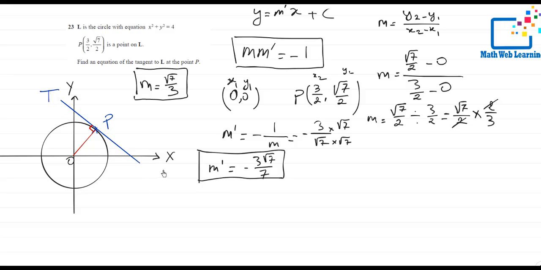I'm halfway, nearly there. Now how do I find the intercept? Let's first write down the equation, because we're halfway there. So y for the tangent, maybe I should write it down in blue, why not? Okay, let's do it.